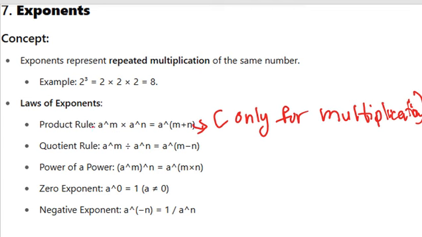So let's move on. We have another rule. These rules you must know by heart, by the way. The second rule is the quotient rule. The quotient rule has to do with division.